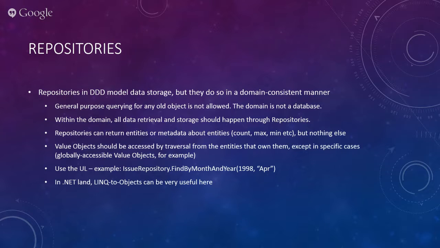And what I found is that in .NET land, LINQ to objects can be quite useful here. So I'll show an example of a repository that implements IQueryable, and which in so doing breaks some of those rules.